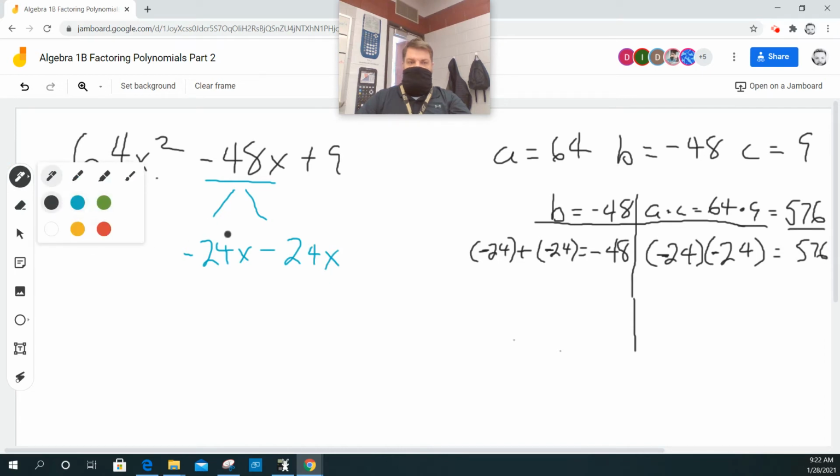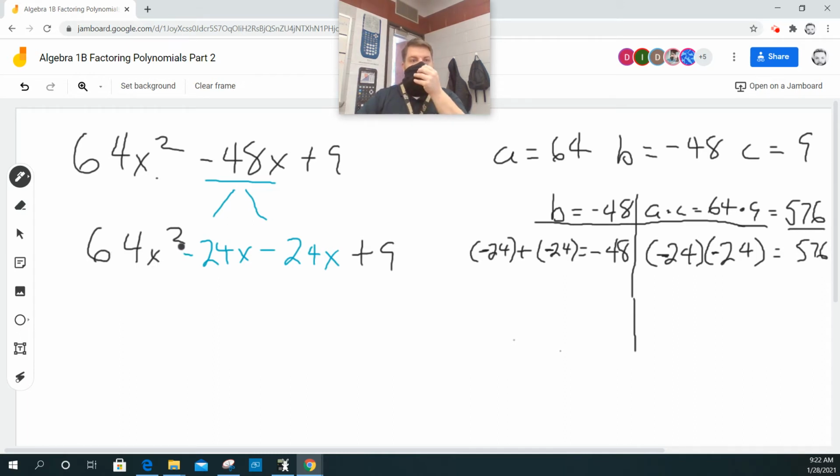Everything else just kind of drops down. In other words, my plus 9 goes on the back end here, and then I have 64x squared. Now, I kind of glossed over this, but 64 and 48 have a common factor, but 9 doesn't share a factor with them either. So there's nothing that I can factor out of all three terms. So I just kind of skipped that.